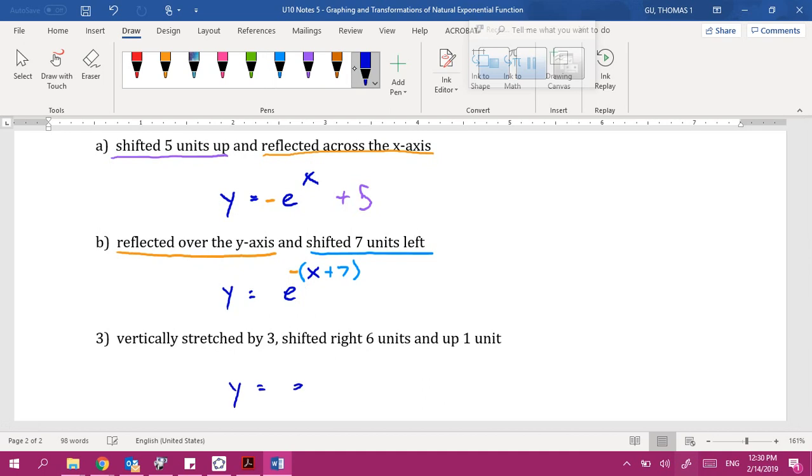All right, let's go to the next one. This one is vertically stretched by 3. How do I show vertically stretched by 3? Not minus 3. This is a vertical stretch. Oh, so 3e. That's right. The 3 goes in front of the e. It's multiplying.